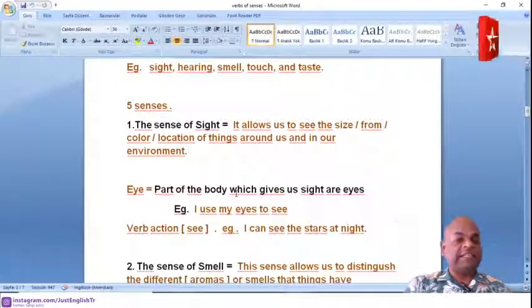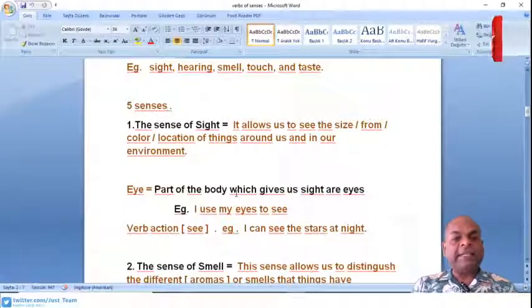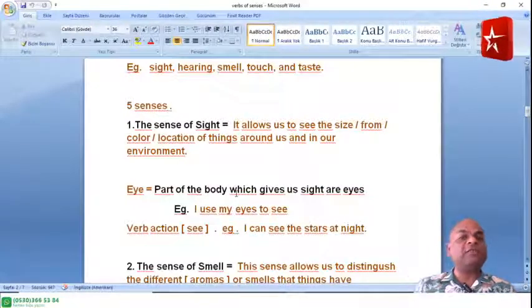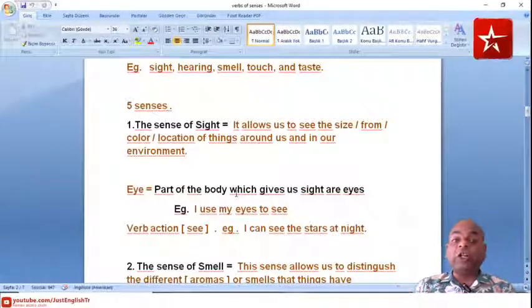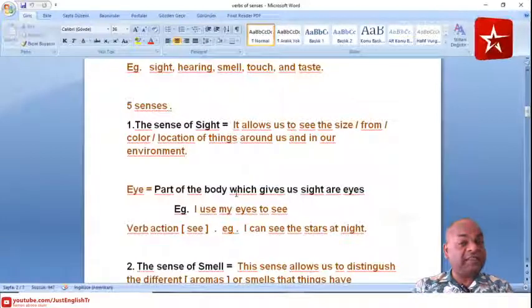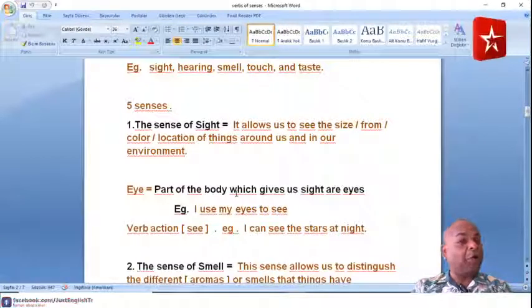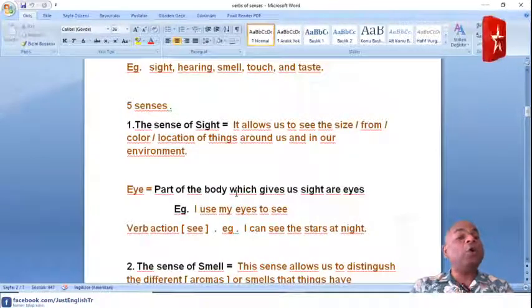Sense of sight. Alright. What do you mean by sense of sight? Actually, it means it allows us to see the size, color, and location of things around us and in our environment. Now that is all about the sense of sight.